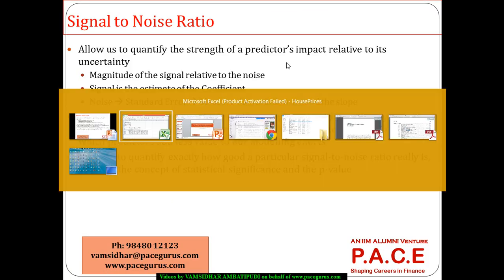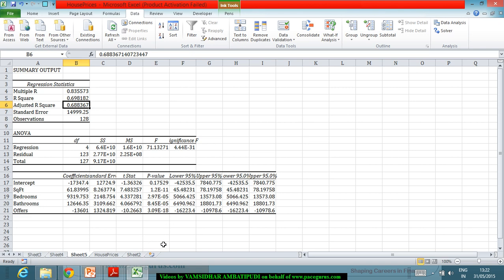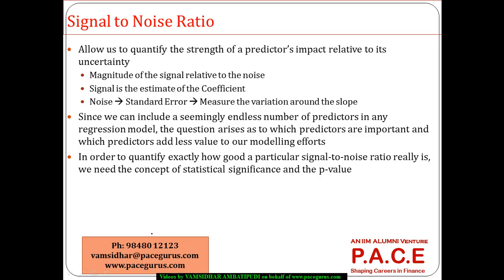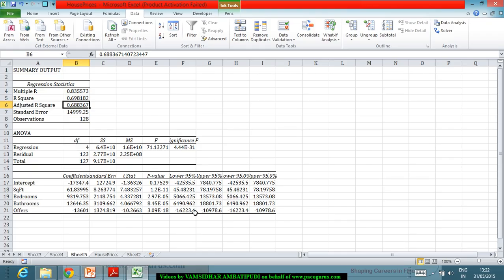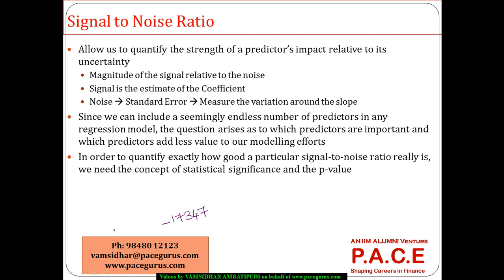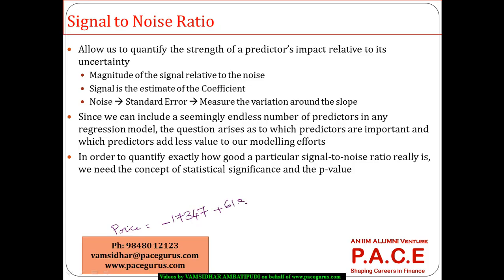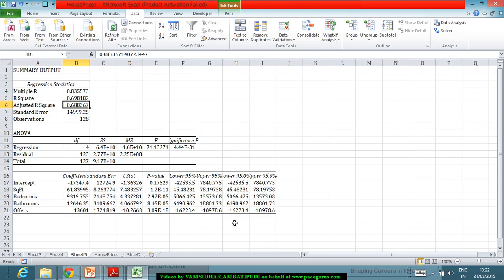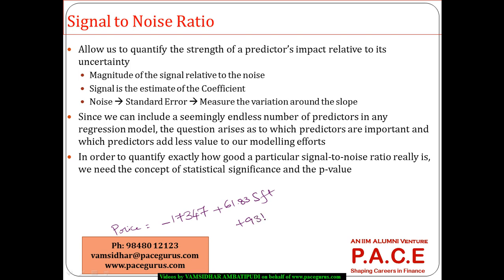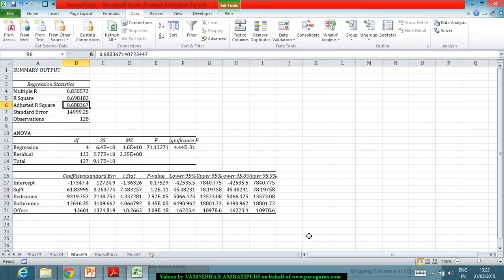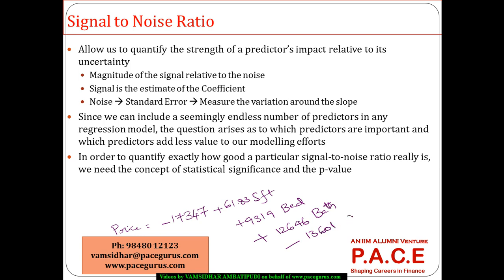Now, what is this equation that has come out here? This equation is telling me that the price is coming out as minus 17,347 plus 61.83 times the SFT plus 9,319 times the number of bedrooms plus 12,646 times the number of bathrooms minus 13,601 times the number of offers.